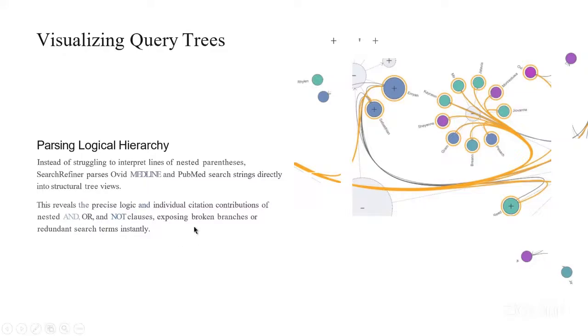So a nice thing about Search Refiner is that it makes it into this visual tree. This was supposed to be the image. It didn't download well on my computer. But the idea is that instead of looking at a long string of text in the search query of a bunch of MeSH terms and, or, and not, the Search Refiner software gives you a nice visual way to look at it all and makes it easy and quicker to interpret.